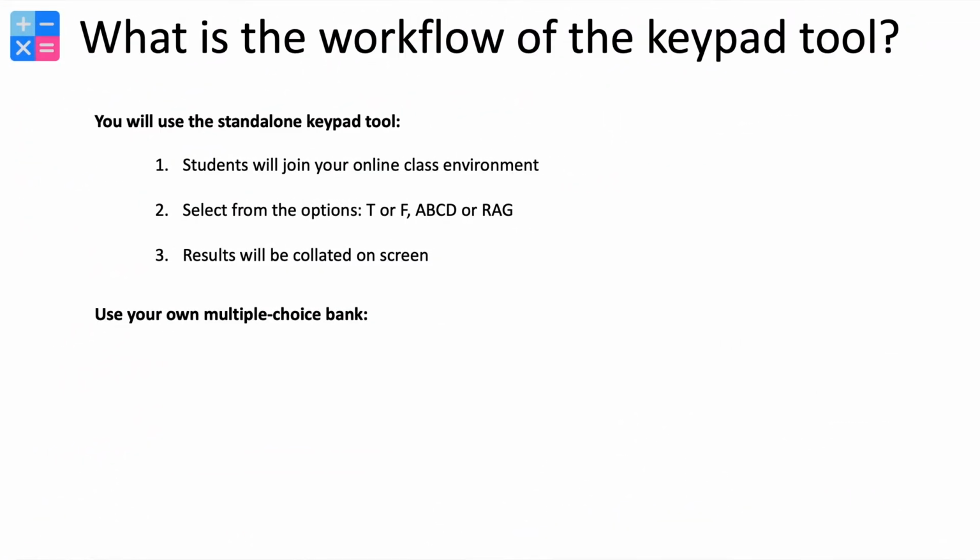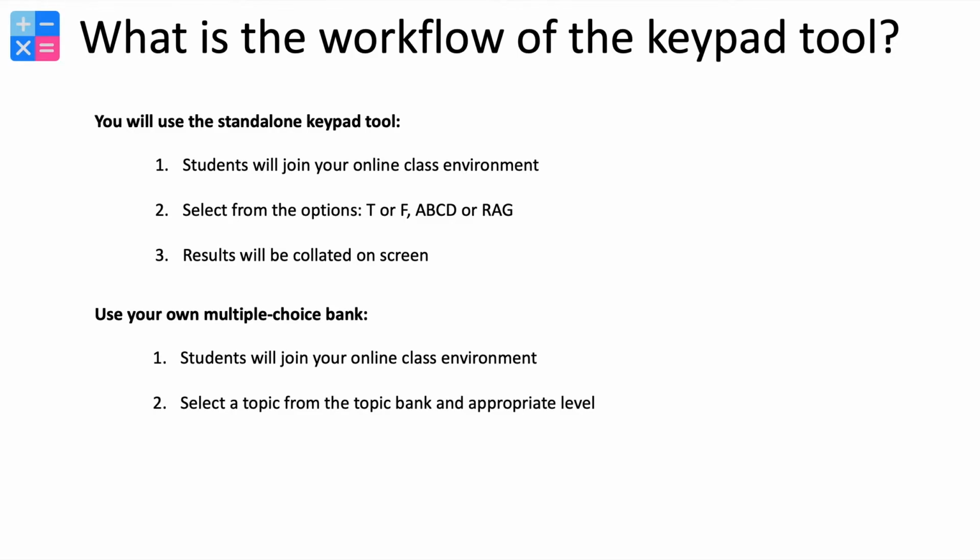The second kind of workflow is if you're using my multiple choice question bank, in which case you'll ask students to join your online class environment. You'll select a topic from the topic bank and an appropriate level. The students will then select from the four options. Now one will be the correct answer, and then you'll get three smart wrong answers. This provides a wonderful opportunity for further discussion about how you might arrive at one of those incorrect answers. And then finally, number 4, you can celebrate the successes, because the multiple choice question bank tool provides a game. So let's see what this looks like in reality.